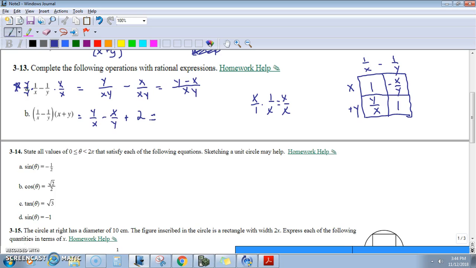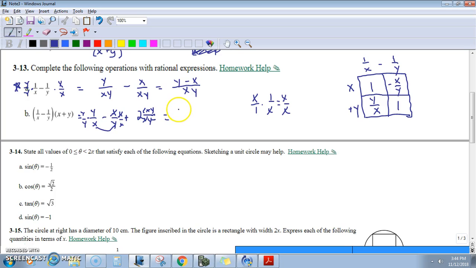I don't think it wants me to, but just if it wants me to, I need a common denominator. The common denominator is going to be xy, right? I just multiply those, which means I need to multiply this by y over y and this by x over x, and my 2 by xy over xy. Why? Because I said so.